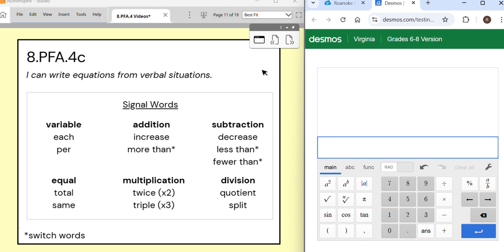Multiplication could mean twice, which is times 2, or triple, times 3. And if we need division, it'll be quotient or split. Now notice some of these have little stars by them. They are switch words. That means you have to put that part of the verbal situation after the next part. So we'll do some examples so you can see that, okay?